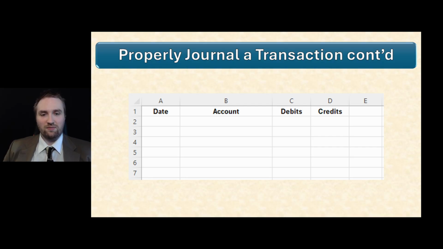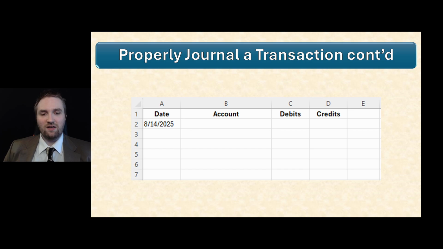First, write out 4 columns: the date, the account, the debits, and the credits. Always start with the date. It's good practice to write out the full date. Here, this is 08/14/2025. After adding the date, we then add our accounts with their change. Very important. Always start with the debits and then do the credits. Left before right, like reading order.